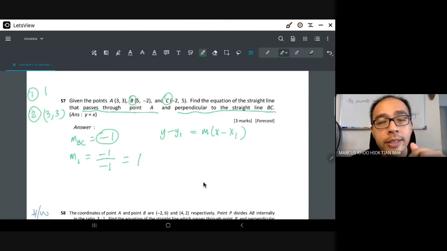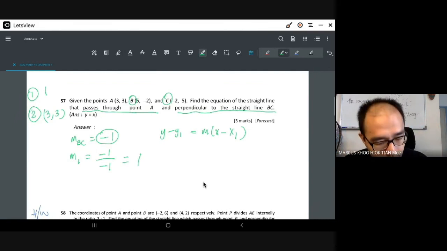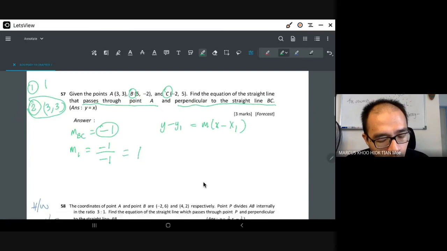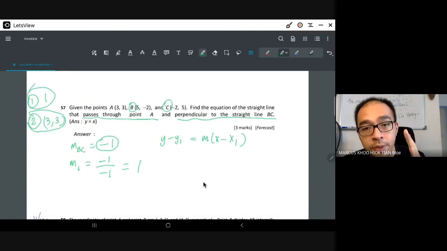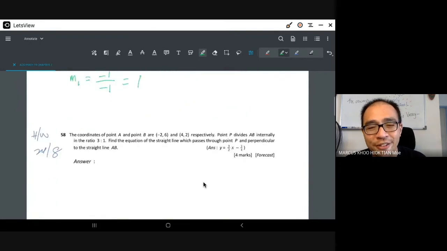Okay, so actually the difficult part about this question is how to find the correct gradient. That's the only difficult part. That's why we need to read the question and understand it. Because when you understand the question and you know what you have to do, the calculation is actually very easy. We just have to know the difference between perpendicular and parallel. They're two totally different things.